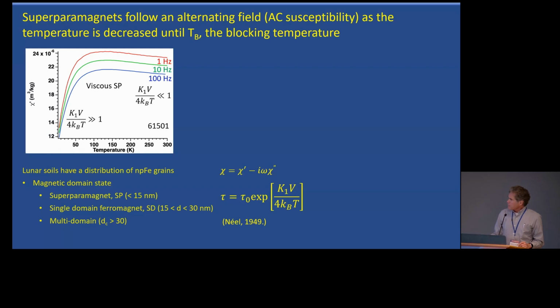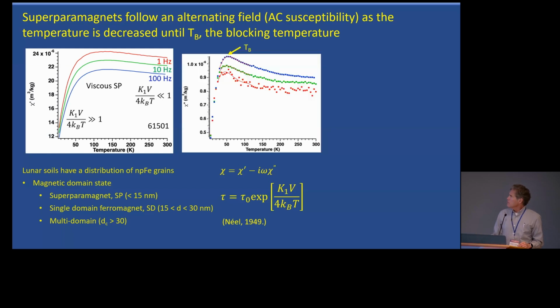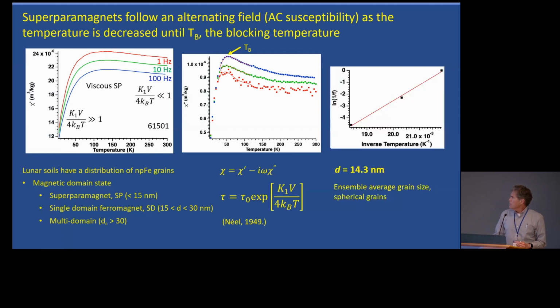There are the 2 temperature regimes, and so we can use the out-of-phase component, because now we're applying an alternating field. There's a real and an imaginary component, so we use the imaginary component and the peak there, which we call the blocking temperature. And rearranging the Néel equation, and plotting natural log of 1 over the frequency versus 1 over temperature, we can determine the particle size, right? We find the volume and we back out the particle size.